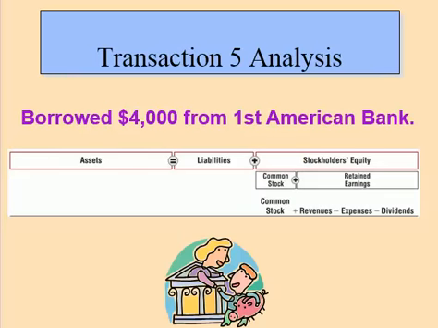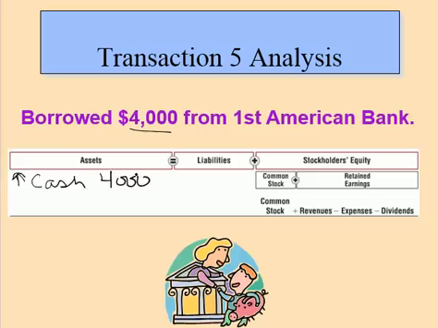Now we borrowed $4,000 from First American Bank. Well, if you've ever gotten a loan from the bank, when you go in to sign the paperwork, they give you a check. And what are you going to do with that check? We're going to deposit it. So my cash is going to go up. And again, remember, cash is an asset, for $4,000.